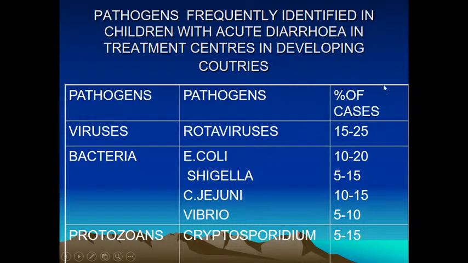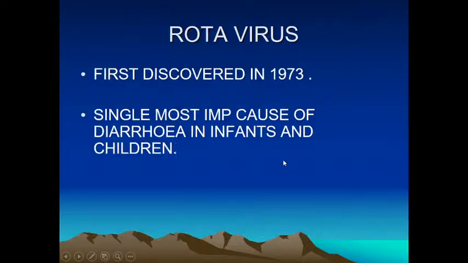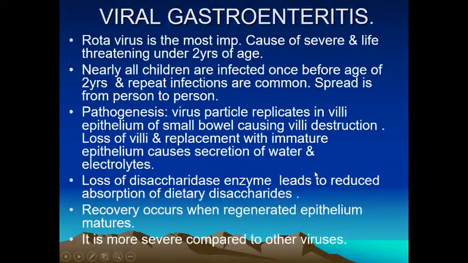As we were saying, the most common one is rotavirus. The others are bacterial causes which are spread around: E. coli, Shigella, Clostridium and Vibrio, and in some cases Clostridium botulinum. Rotavirus dominantly is the most common, the single most important cause of diarrhea in infants. It causes severe and life-threatening diarrhea under 2 years. Nearly all children are infected once before the age of 2 years, and repeat infections are common.